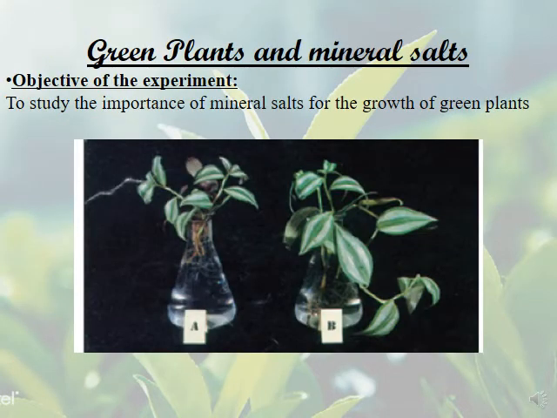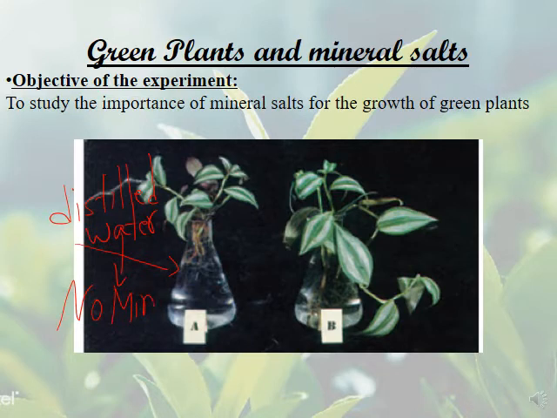Second conclusion was about the mineral salts. So the objective, the aim, or the purpose is to study the importance of mineral salts for the growth of green plants. We have two plants, A and B. Plant A was placed in distilled water. What does distilled water mean? Distilled water means that there are no minerals. It contains no minerals. Whereas the second one was placed in mineral water, meaning that it contains minerals.